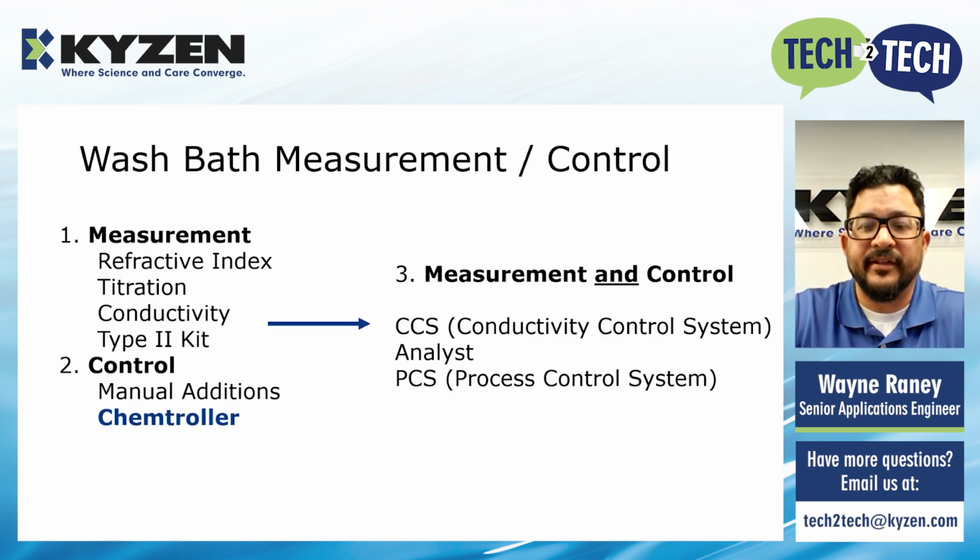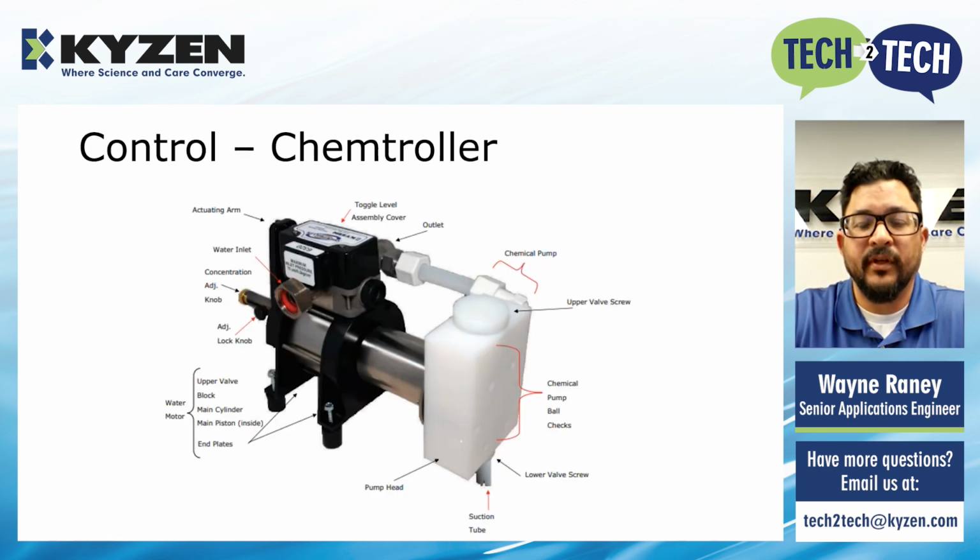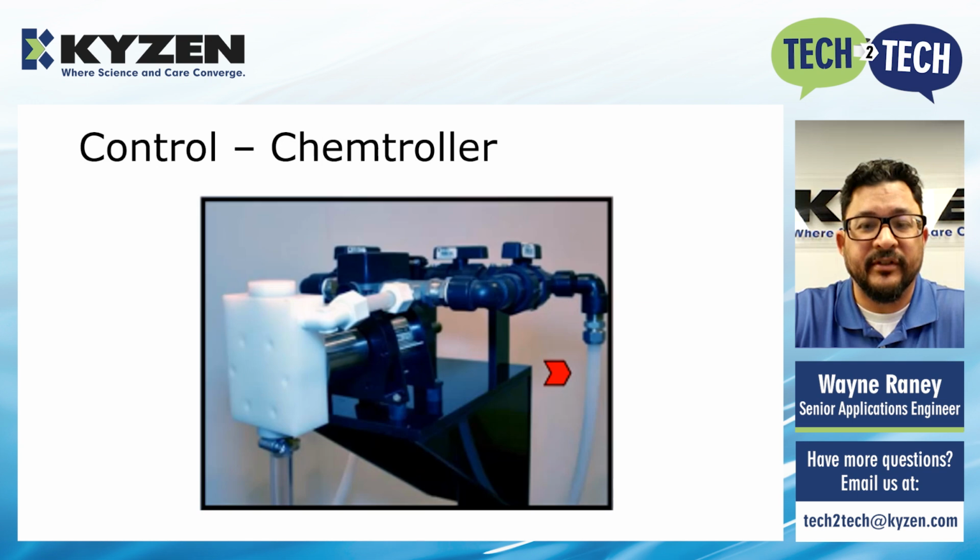The next control method is the KYZEN Chemtroller. It's basically a proportional pump that's run off of water pressure. When your wash tank lowers to a level that it calls for water on your autofill, then that water is directed to this proportioner. The water pressure will then activate a piston in the Chemtroller and draw up chemistry and mix with the water to a preset value on your control knob.